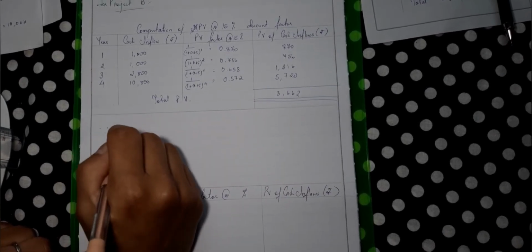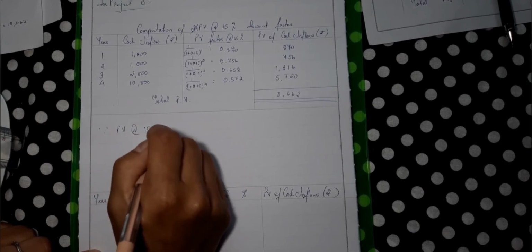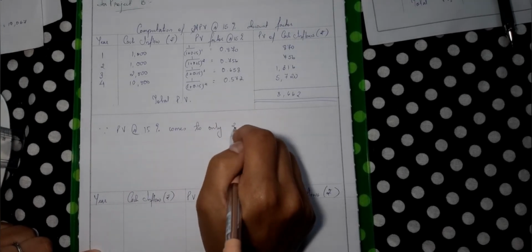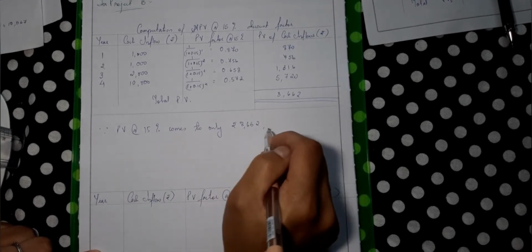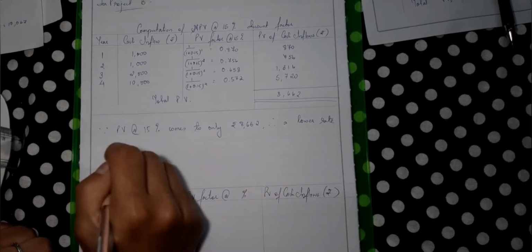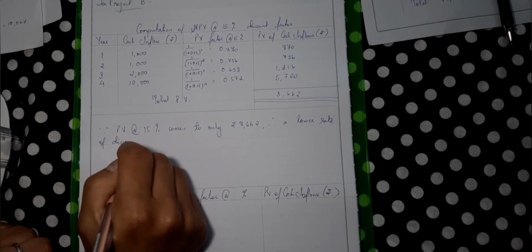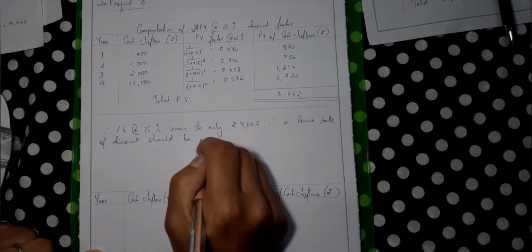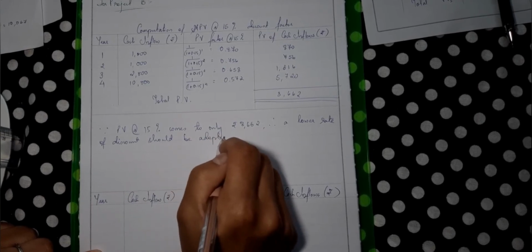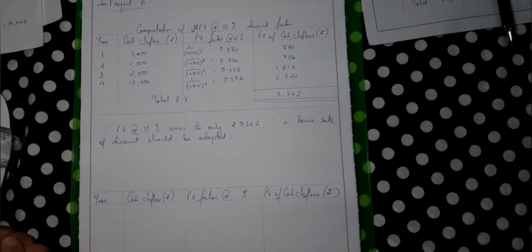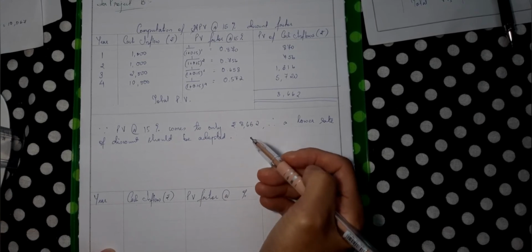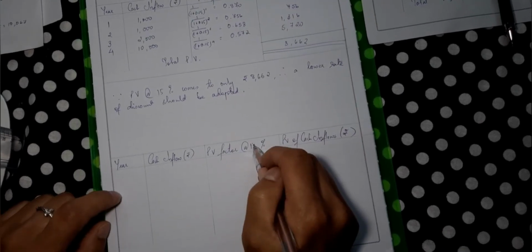Okay, so we can write, since present value at the rate of 15% comes to only rupees 8,662. Therefore, a lower rate of discount should be adopted, or should be taken. So in this situation, let us try with a lower percentage. There is quite a big difference, right? 10,000 and this, 2,000 more. So let's start with 10% then. Let's go with 10% straight away.